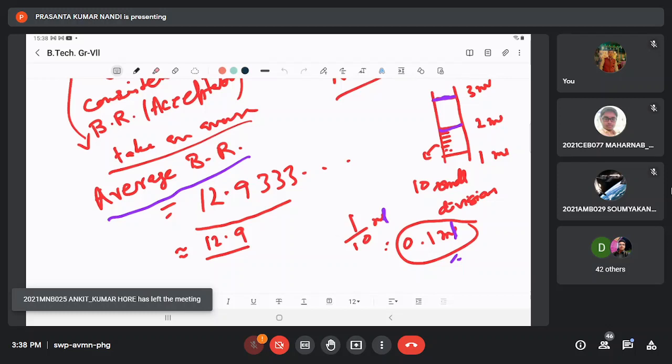Why? Because the small graduation in the burette reading is 0.1, not more than that. So this is very important. Are you confused? Understood, sir.